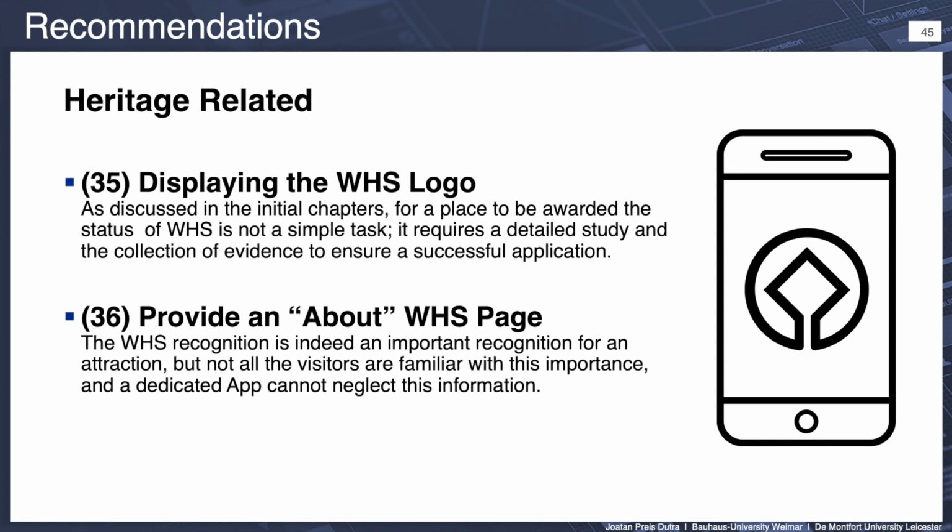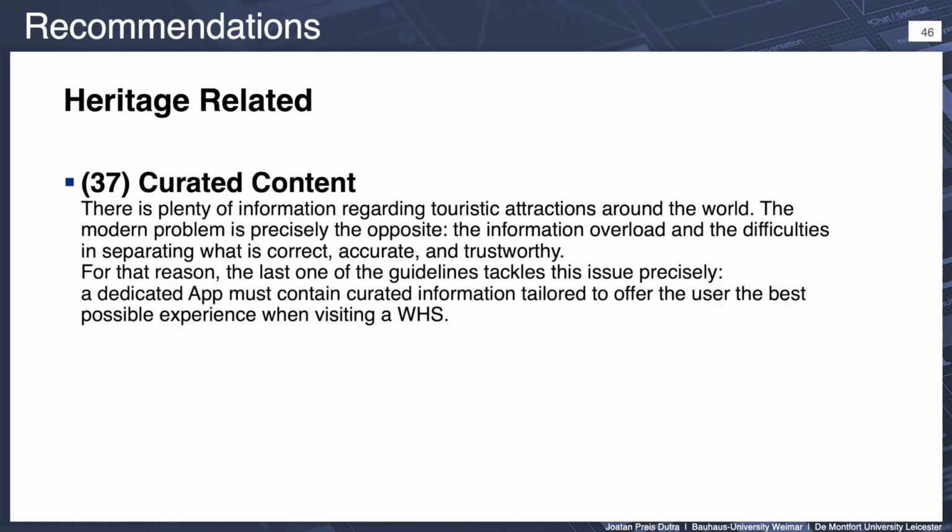And also provide an about page. So talk about why this place is historically important to be recognized as a World Heritage Site. You can add that as an extra inside your app, but do it. And especially curated content. You talk about a lot of content, and you live in a society with an overload of information, so try to say what's important about this location. So curate the content wisely when implementing your app for World Heritage Sites.